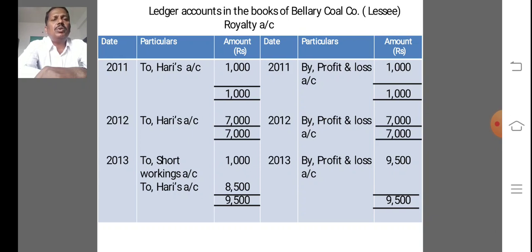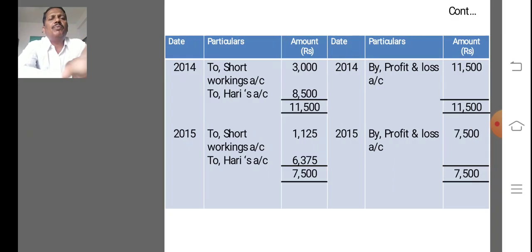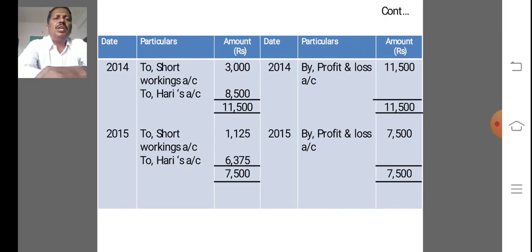Second year, to Hari's account 7,000, by profit and loss account 7,000. In the 13th year, to short workings account 1,000, to Hari's account 8,500. Total profit and loss account credit item is 9,500. In the 14th year, on the debit side, to short workings 3,000, to Hari's account 8,500. Total 11,500 is transferred to profit and loss account 11,500.